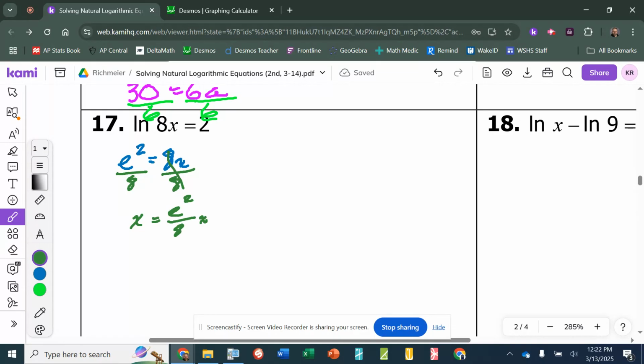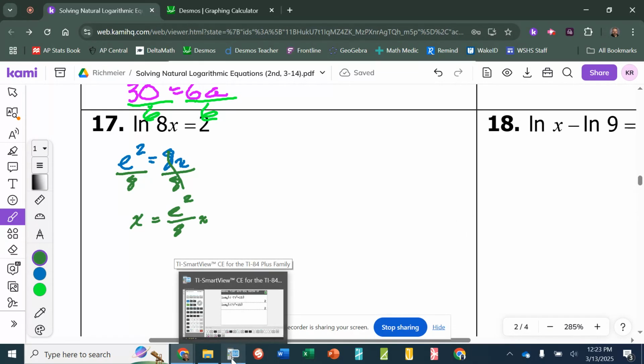Now, a lot of people do not know what e squared is going to be, and so the fact is here we're going to have to use either a calculator or Desmos to figure it out, to approximate. Because again, remember I said e is an irrational number. Well, when you square an irrational number, you still get another irrational number. So let's take a look at how we could do this on the calculator.